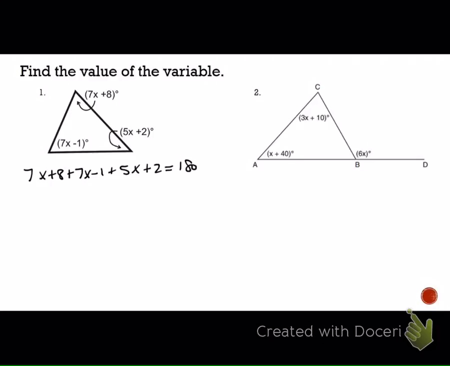So that's 7x and 7x is 14x, plus another 5x is 19x. Then I have 8 minus 1, which is 7, plus 2 is 9. What is 171 divided by 19? 9.